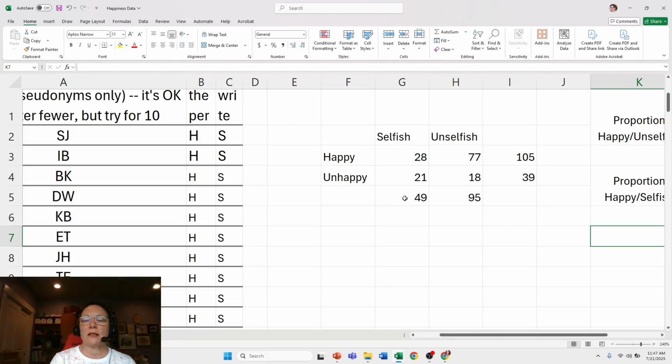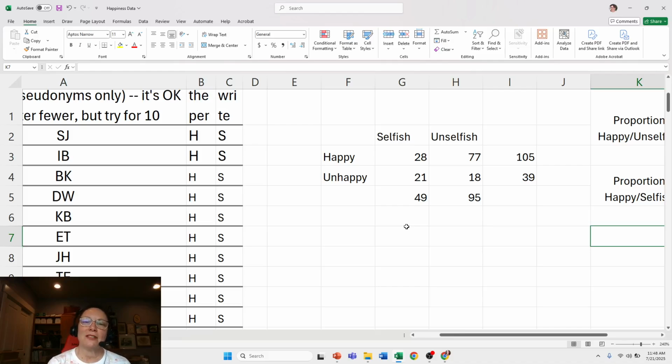We also have to take into consideration that people thought of unselfish people much more often than they thought of selfish people, right? There's roughly twice as many people that you labeled as unselfish as people you labeled as selfish. So it seems like you're surrounded by more happy, unselfish people than unhappy, selfish people. So that's good news. I like that news. I want you to be surrounded by happy, unselfish people.